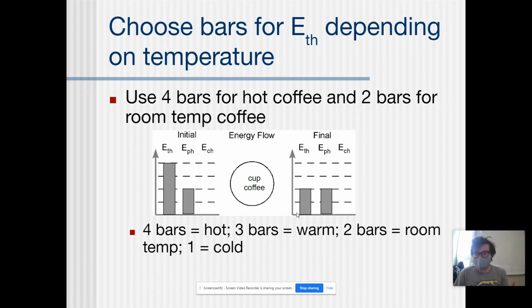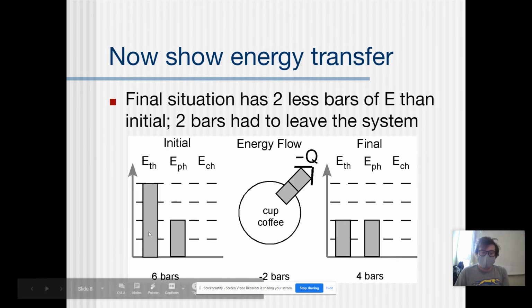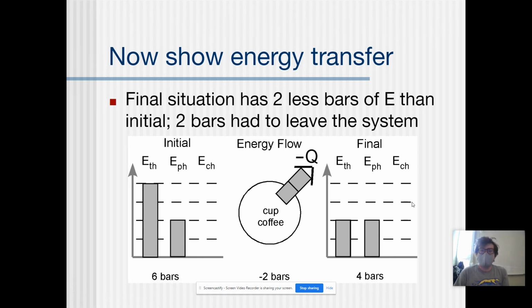So now we've kind of assigned all of the bars for our energy bar chart, but we aren't quite finished. The main focus, the idea of these charts, is to give us an idea of what the change in energy is. So the last thing we're going to do is fill in a little bit about the change of energy. If we look, we have a total of 6 bars on the left and a total of 4 bars on the right. So that means that our final situation has 2 fewer bars. That means that 2 bars must have left the system.